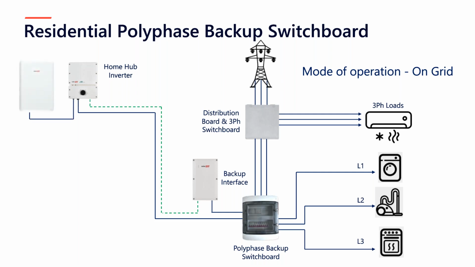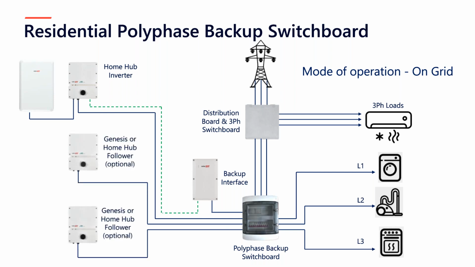Obviously, the home hub inverter needs to have a battery on it, and then if you want, as I just mentioned, you can have additional inverters with additional batteries. Those all set up as followers. What I will come to in a minute is exactly how that is wired, because it's slightly different to a lot of the configurations that people are used to. So that's on-grid operation, super simple.